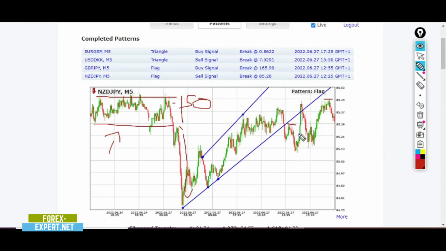Even if you want to scalp, it's up to you, because nobody knows where the market is going. Of course, traders who enter here are expecting it to go down and down and down, but it didn't happen today. Okay.